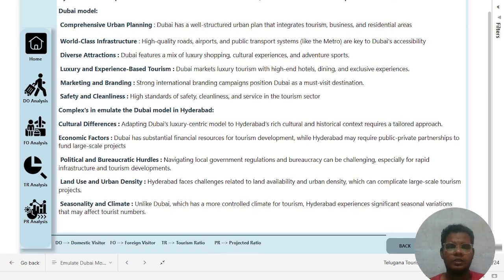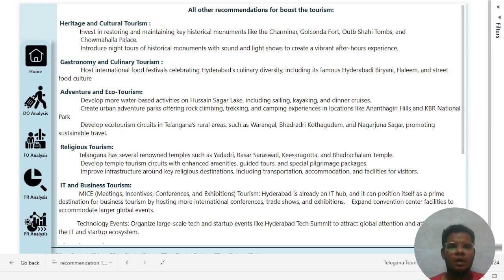And next we look into other recommendations to boost tourism. Heritage and cultural tourism. Of course, at the start of the project, we were always speaking about heritage, cultural, spiritual, and architectural tourism. This is because Telangana is a very beautiful state, with a lot of engineering marvels.